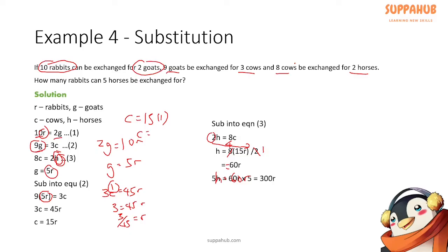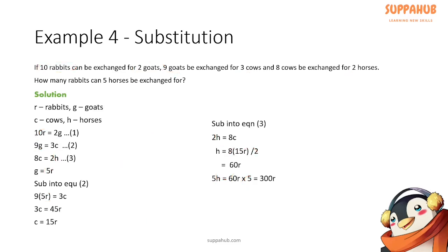You want to know how many rabbits 5 horses can be exchanged for. Sorry, it's a bit messy, so let's clear this out. You have 5 horses now, so just times 5, which equals 300R. So 5 horses equal 300 rabbits. You need 300 rabbits.